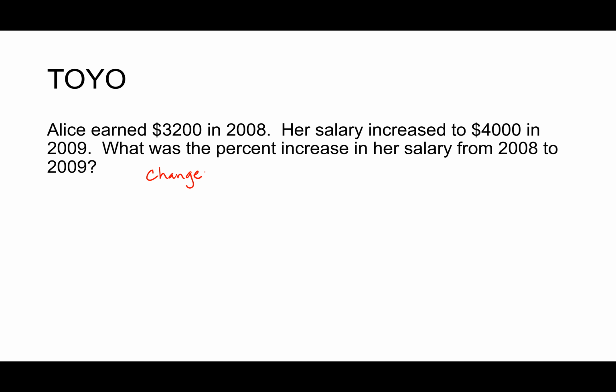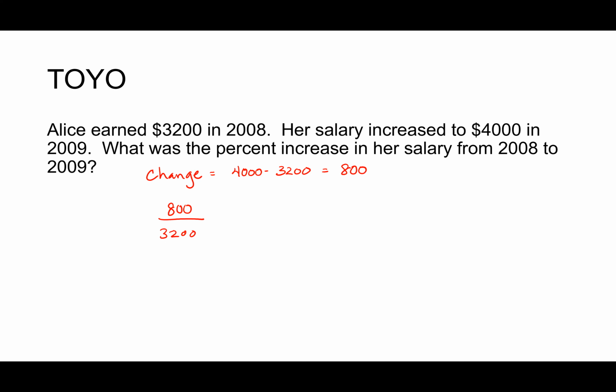Okay. I'm going to come back to you. Yeah, Tommy, how do I find my change? 3,200 from 4,000. Yes, exactly. So 4,000 minus 3,200 equals 800. Okay, change over original. That's going to be the numerator in my fraction that I'm going to convert to a percent. What's the original? Kylie R? 3,200. Yes, I'm comparing her new salary to her old salary.